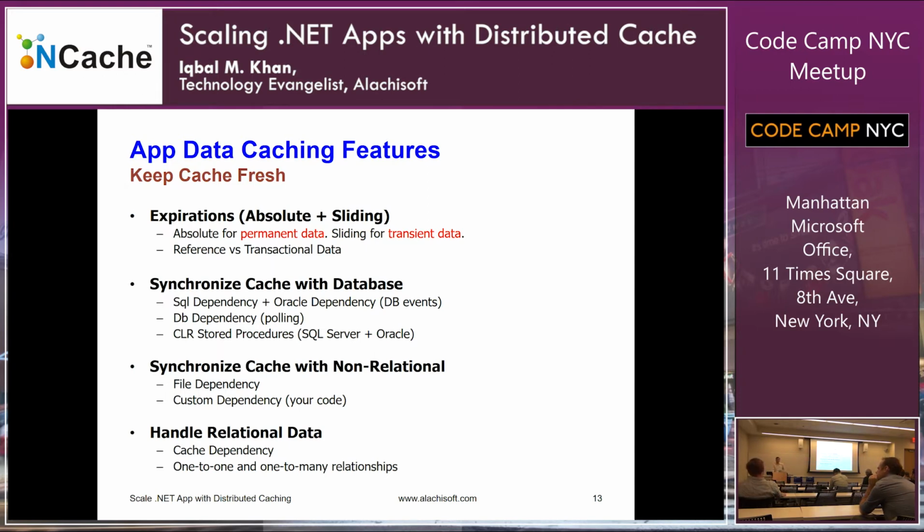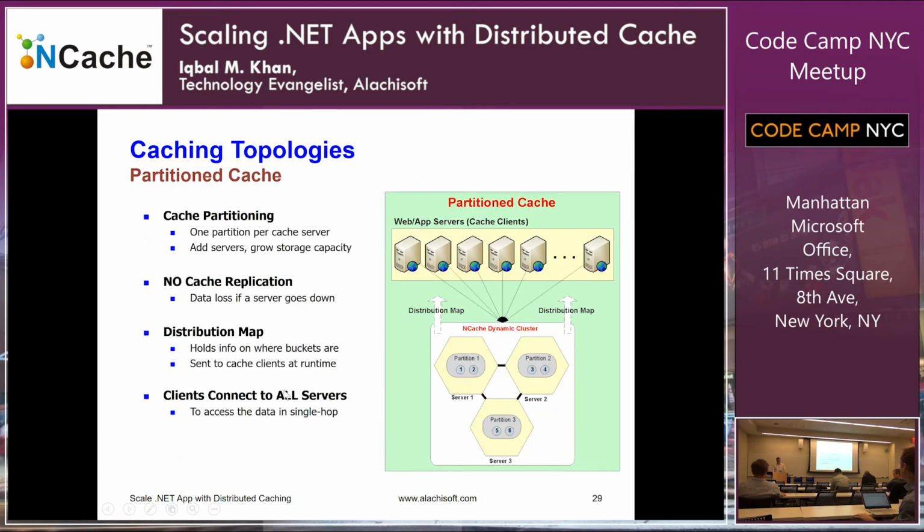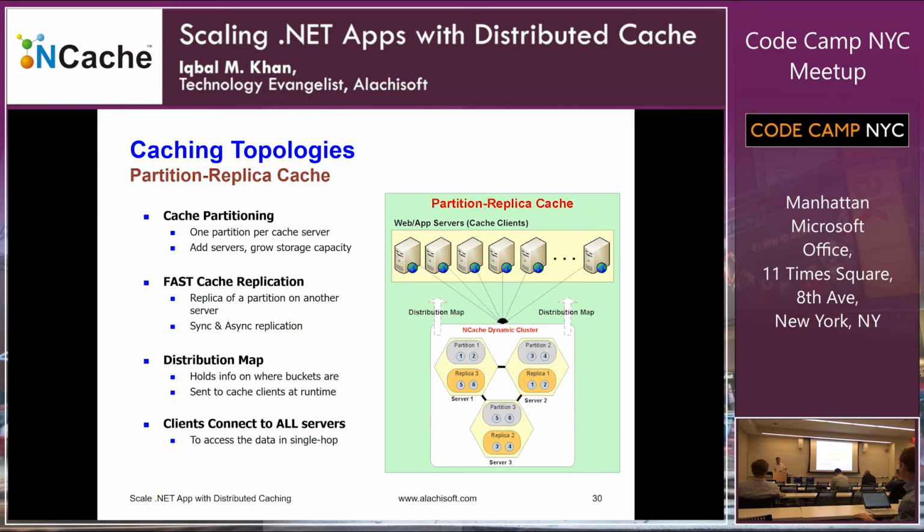Quick question. When that's going back out to do the synchronization, is the synchronization slower based on how many servers you have in that pool of cache servers? Depends which option you're taking. For example, in a CLR procedure, since you're making an async call, you're going to come back immediately.